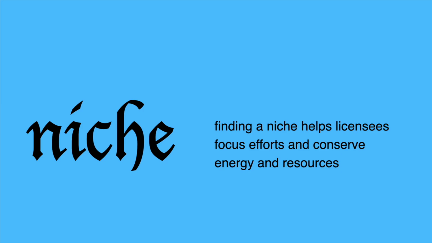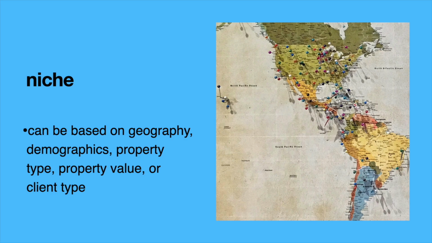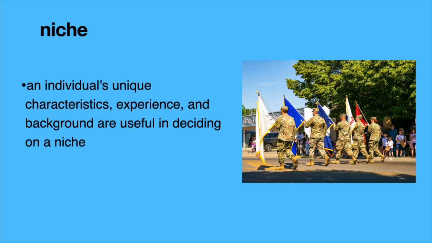Finding a niche helps licensees focus their efforts and conserve energy and resources. A niche can be based on geography, demographics, property type, property value, or client type. An individual's unique characteristics, experience, and background are useful when deciding on a niche.